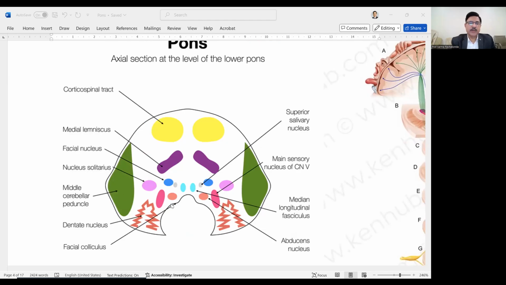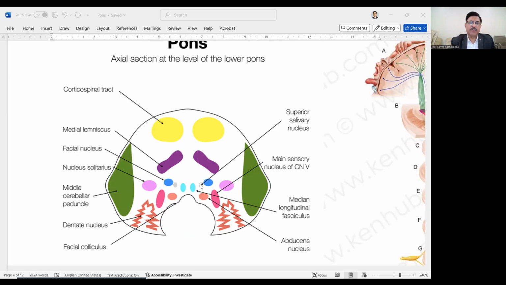Dentate nucleus is there, and this is the projection called the facial colliculus, and this is the medial longitudinal fasciculus, which is the connection between the eye nerves of the recti muscles from pons level to the midbrain. Medial longitudinal fasciculus, the abducens nucleus, sixth nerve nucleus is there, and this one is the main sensory nucleus or the principal nucleus of the trigeminal nerve and superior salivary nucleus.